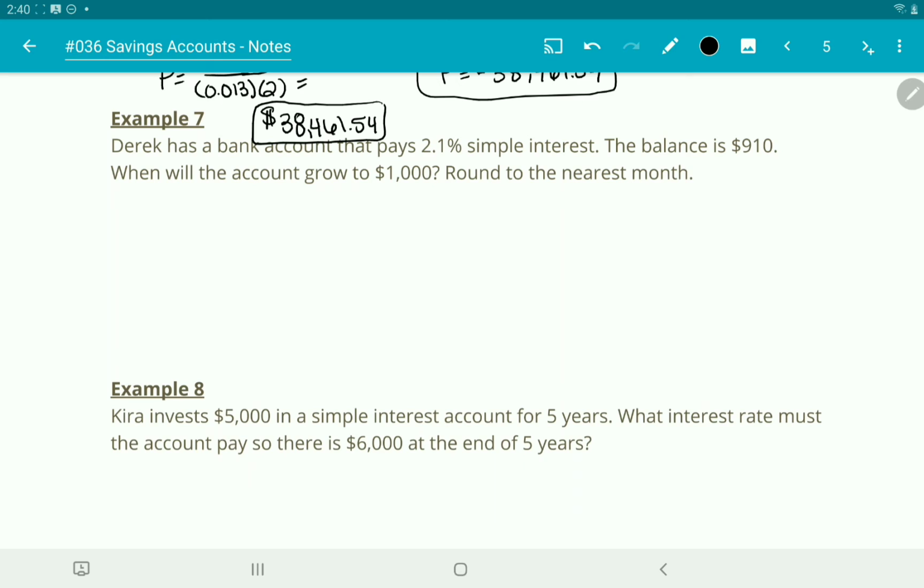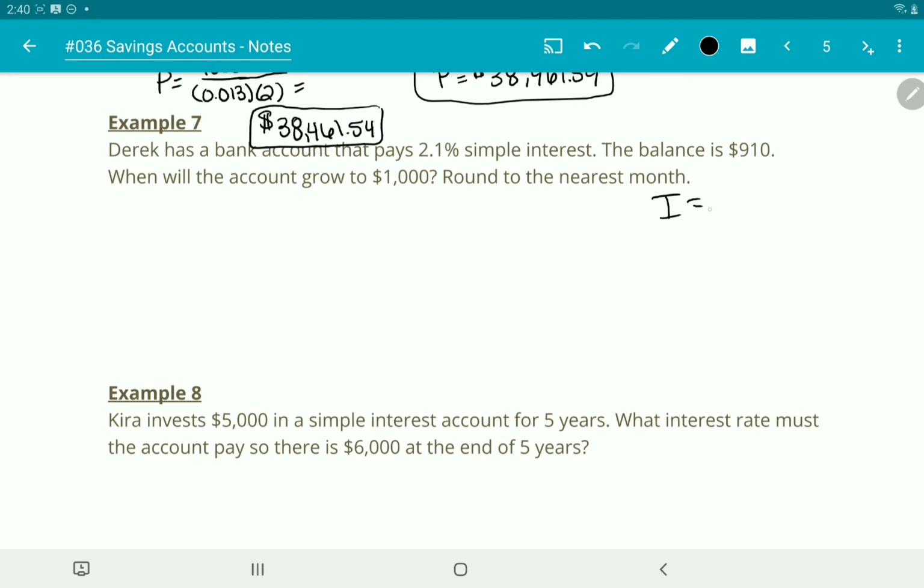Example number 7. Derek has a bank account. Okay, this is another one of those. We have the interest, the principal, the interest rate, and the time. Derek has a bank account that pays 2.1% simple interest. Okay, I'll go ahead and put that over. So it's 0.021. The balance is $910, so the principal is going to be $910.